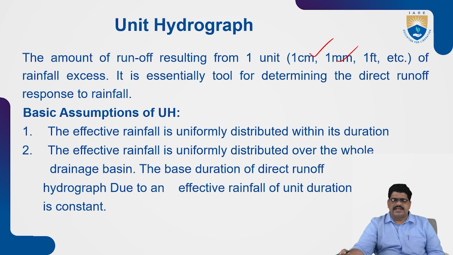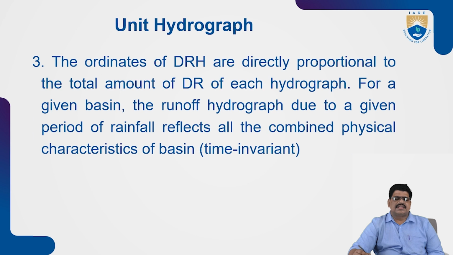What is the difference between the previous hydrograph and the unit hydrograph? We have to consider 1 centimeter of depth and separation will be considered. Next, the effective rainfall is uniformly distributed over the whole drainage basin. The base duration of the direct runoff hydrograph due to an effective rainfall is constant. The ordinates of the direct runoff unit hydrograph are proportional to the amount of direct runoff for the given basin. The runoff hydrograph for the given period of rainfall reflects all combined physical characteristics of the basin, which is called time invariant.